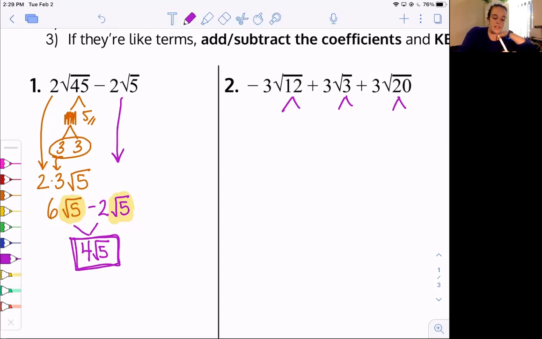All right, so I can break down 12 with 3 and 4. And then I can break down 4 into 2 and 2. 3 cannot be broken down, so I am going to bring it down. And then 20 could be broken into 5 and 4, and 4 could be broken into 2 and 2.